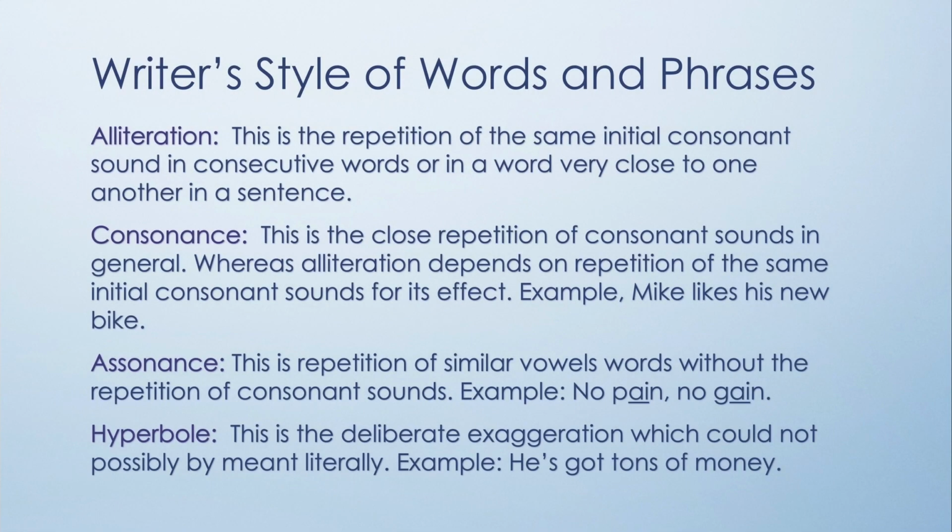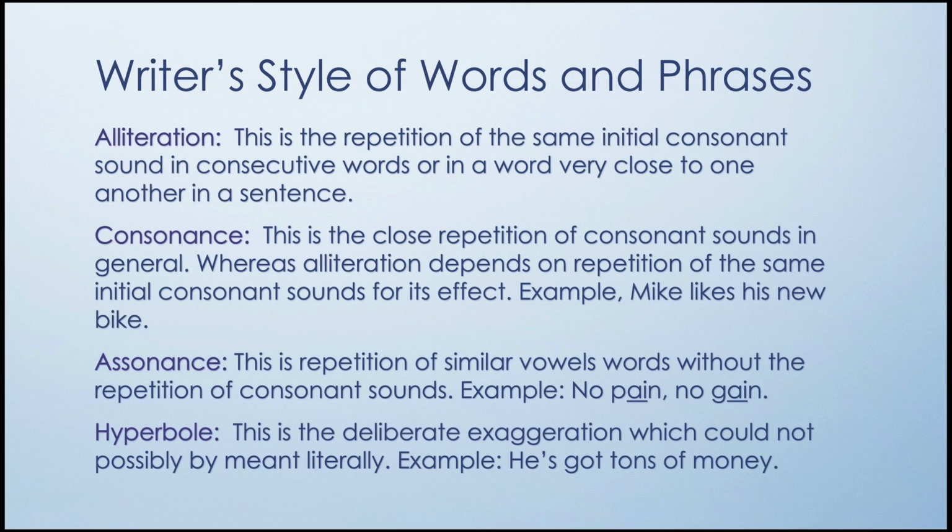Writer's style of words and phrases. Alliteration. This is the repetition of the same initial consonant sound in consecutive words or in a word very close to one another in a sentence. Consonance. This is a close repetition of consonant sounds in general, whereas alliteration depends on repetition of the same initial consonant sounds for its effect. Example, Mike likes his new bike. You can see the I-K-E repeated over and over in this sentence.